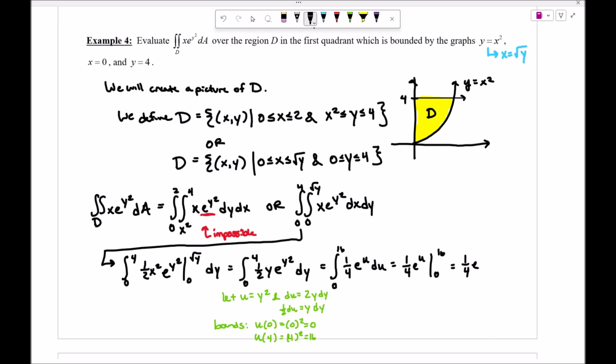If you didn't use a u-sub here and you were just able to do that in your head, that's totally fine. There's nothing wrong with that. In fact, that'll probably be faster in a lot of instances. And you can see here I've gotten all the way down to my final answer. I have 1/4 times the quantity e^16 minus 1.